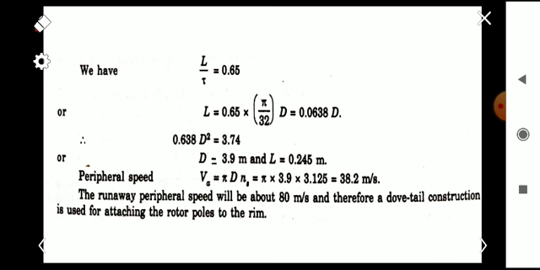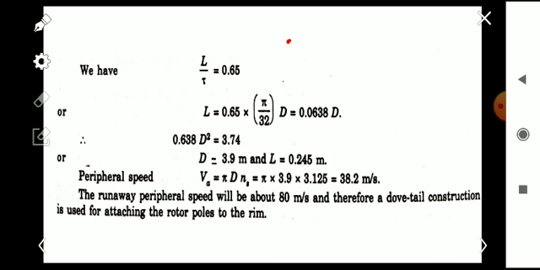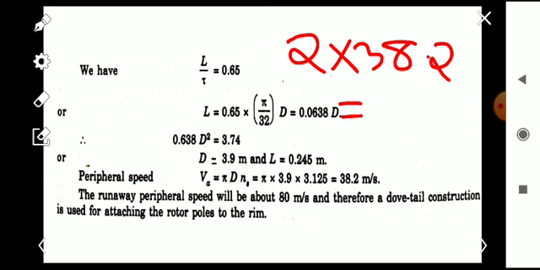So the runaway speed can be calculated as 2 into Va. So runaway speed will be equal to 2 into 38.2. So the correct value is 38.2 into 2, and we will get it as 76.4 meter per second.